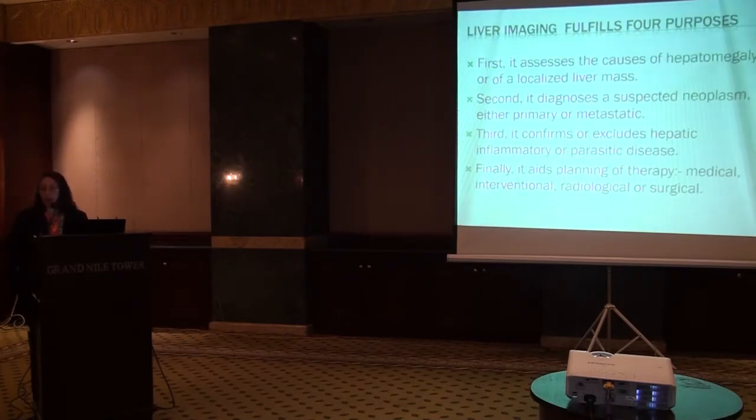So we can summarize liver imaging. First, to assess the causes of hepatomegaly, with diffuse liver diseases or localized liver masses, which Dr. Ahmed is going to cover in the next lecture. Second, it diagnoses the suspected neoplasm, either primary or metastatic. Third, it confirms or excludes hepatic inflammatory or parasitic disease. Finally, it aids planning of therapy, medical, interventional radiological, or surgical.